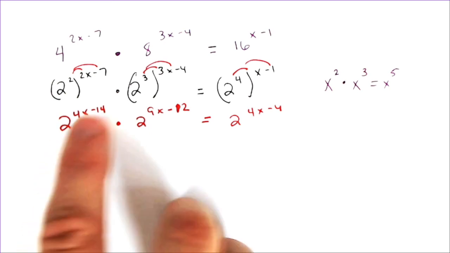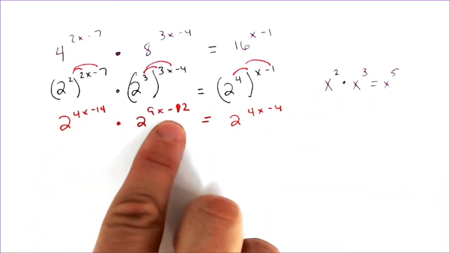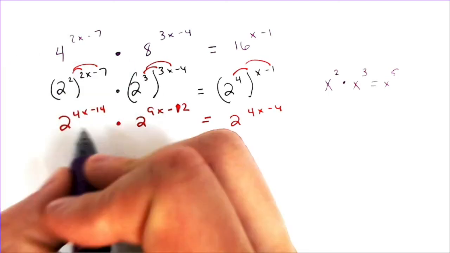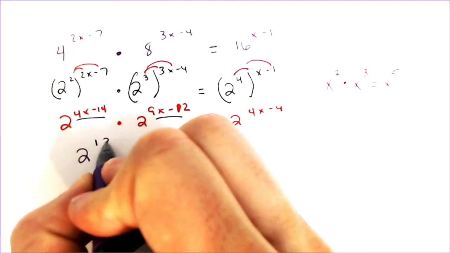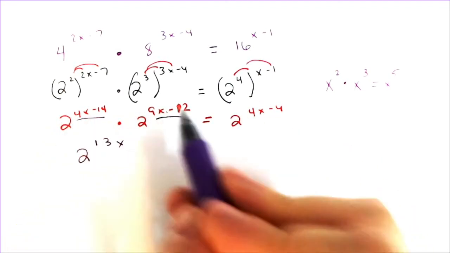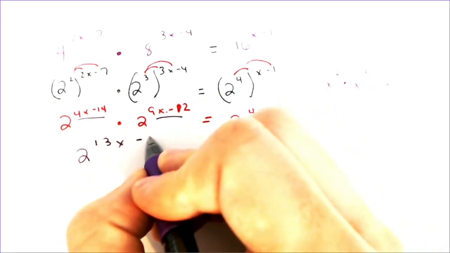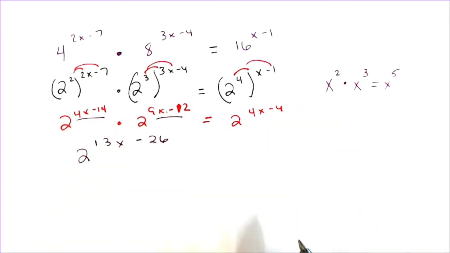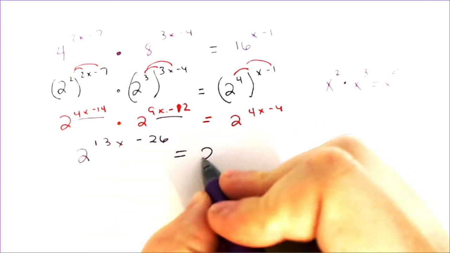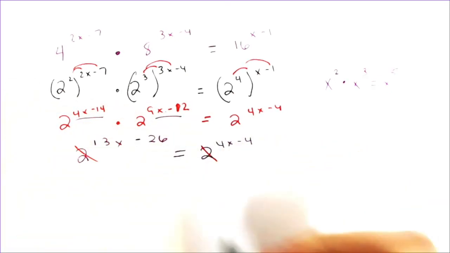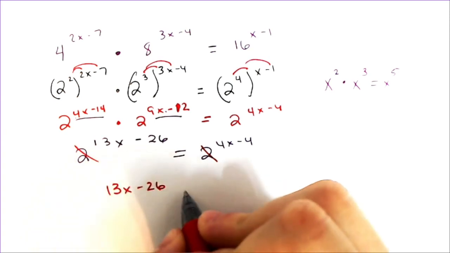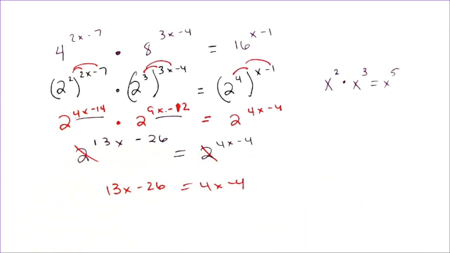Because they're both a 2, like both of these were an x, I'm going to be able to add these 2 guys together. I'm going to combine those 2 things, leaving me with 2 to the 13x, 4 and 9 make 13, minus 26, negative 14, negative 12, negative 26, equals 2 to the 4x minus 4. Now that they are both a 2 and you have 1 2 on the left side, 1 2 on the right side, they cancel out. Goodbye. 13x minus 26 equals 4x minus 4. It's a normal equation at this point.